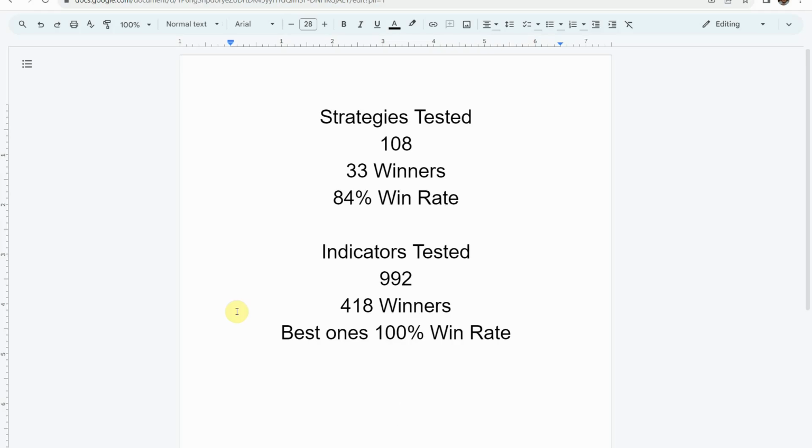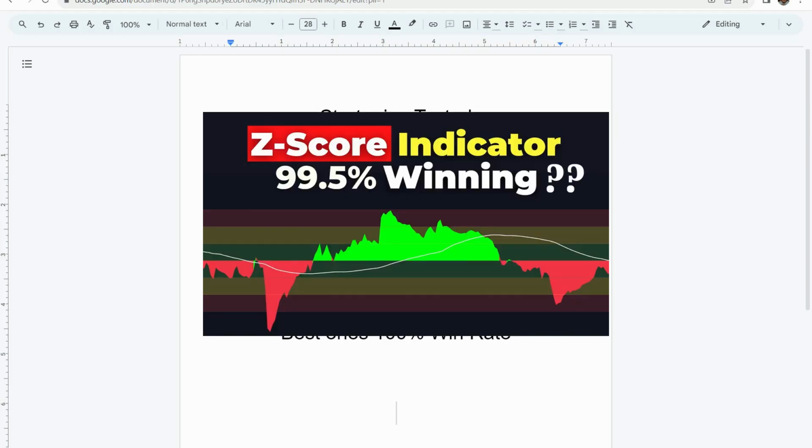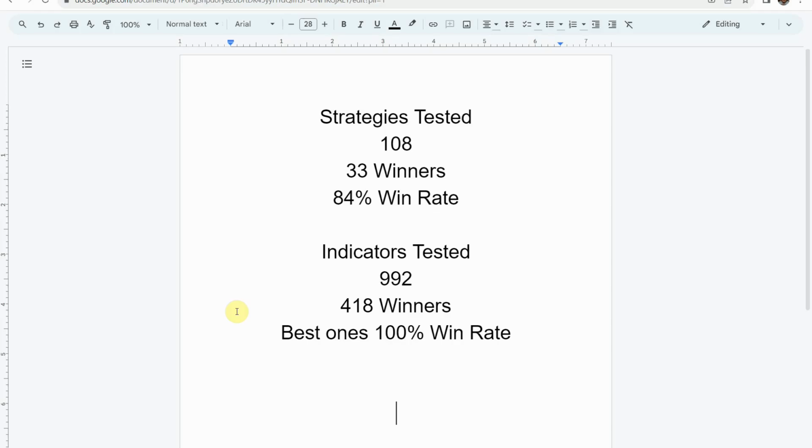That is the strategy with the Academy of Forex indicator and the Z-score probability indicator. I will put a thumbnail of that video up on screen right now, and I will also link to it at the end of this video with that same thumbnail. That way you can go straight there and watch that video on the best strategy that we have tested so far. We've also tested a total of 992 indicators, with 418 of them being winners.